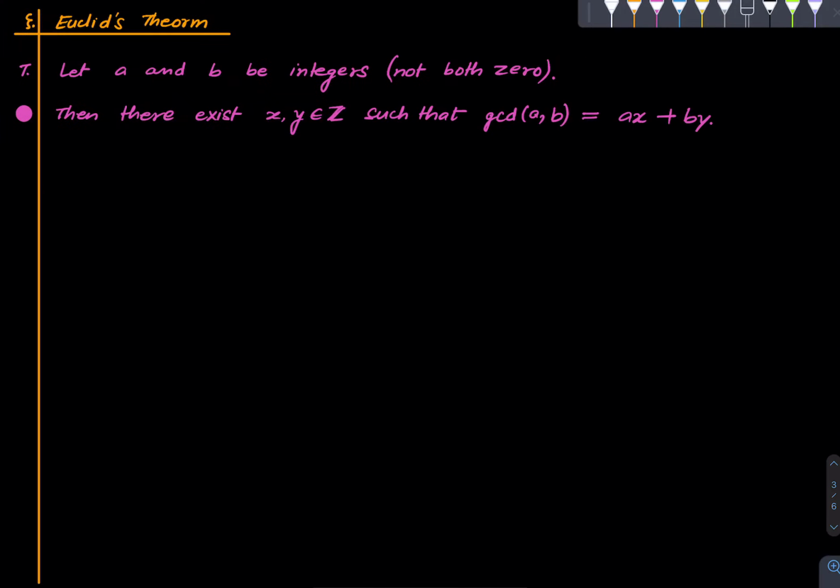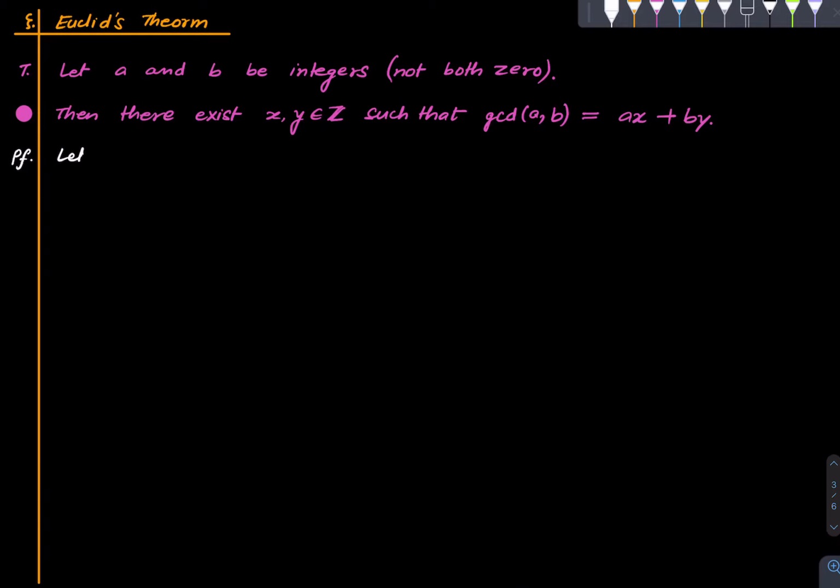So here is Euclid's theorem. Suppose you fix two integers, not both 0, meaning one of them can be 0, but not both of them. Then we want to show that there exist integers x and y such that gcd(a, b) is ax plus by. In other words, the greatest common divisor of two integers can be expressed as an integer linear combination. Such a thing is called an integer linear combination of a and b. So that's the theorem, and let's prove it.